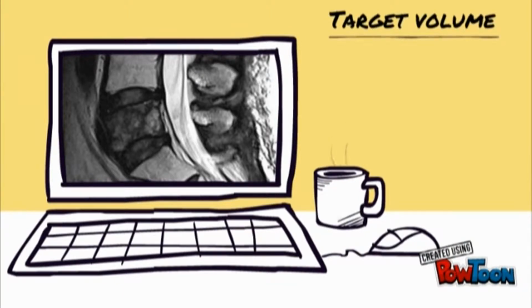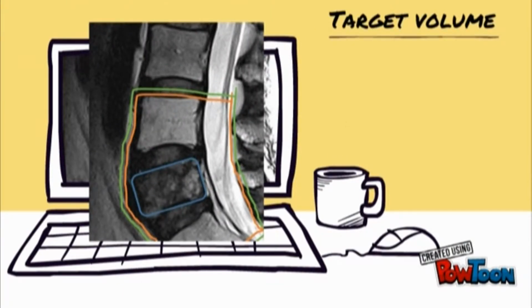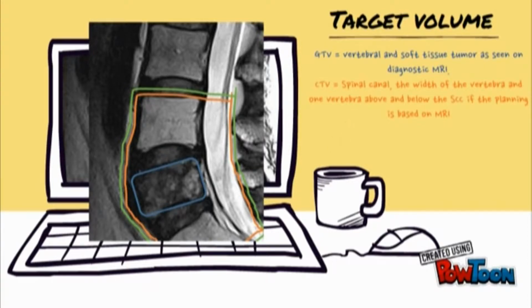Target volume. For target volume, we will talk about GTV, CTV, and PTV. GTV is the vertebral and soft tissue tumor as seen on diagnostic MRI. CTV is the spinal canal, the width of the vertebrae, and one vertebra above and below the SCC if the planning is based on MRI, and PTV is CTV plus 1 cm.